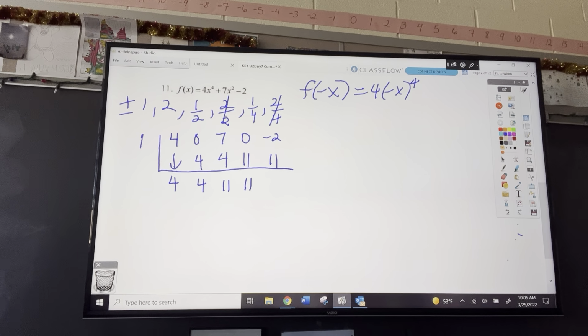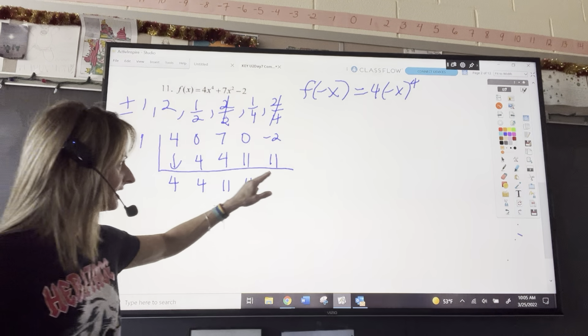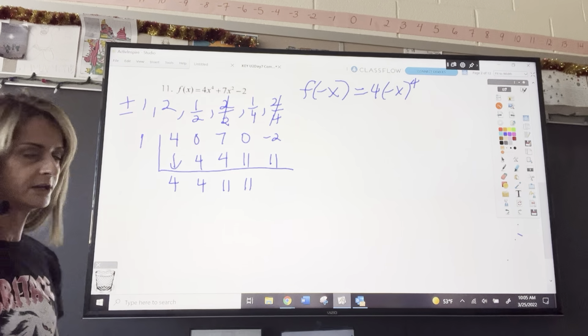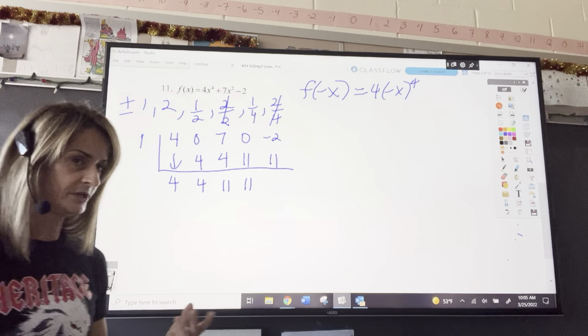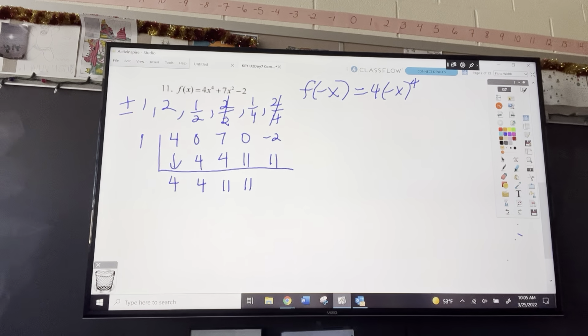Okay, I can stop right there. I can see that I'm not going to have a remainder of 0, and 1 is not going to go in evenly. So I'm just going to erase that. That didn't work.